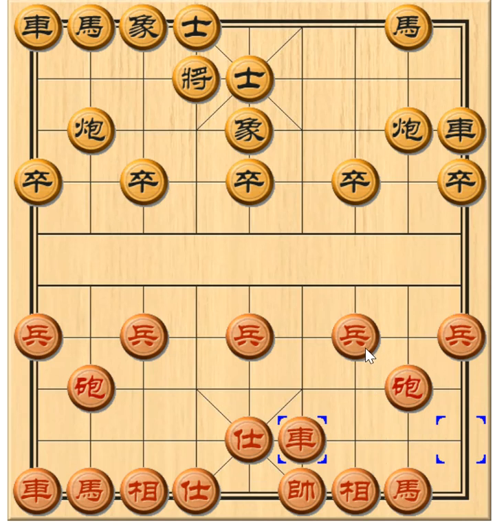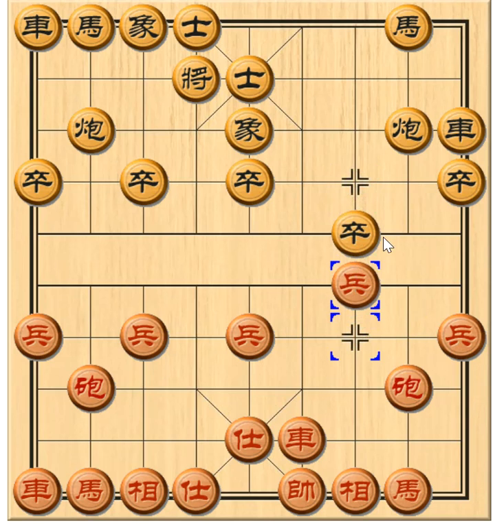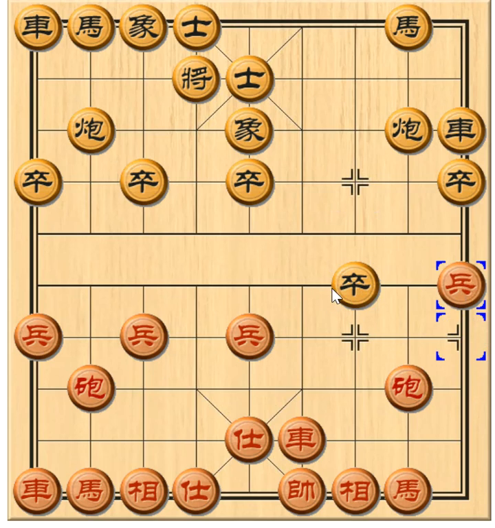All right, the last one will be the soldier, Bing or Zu. It can only move one space forward when it is within its own side. One space forward. For this one too, one space forward. But after it goes across the river, it can move one space leftward or rightward, like this.